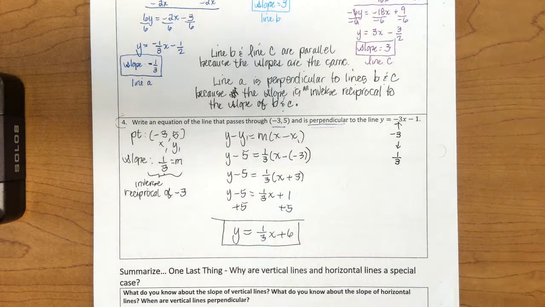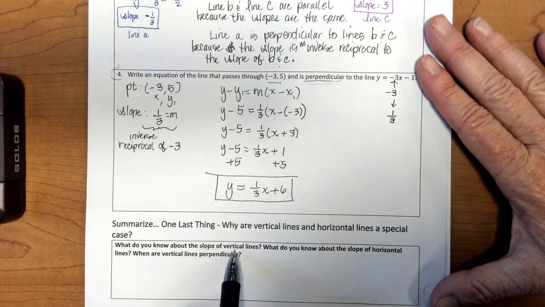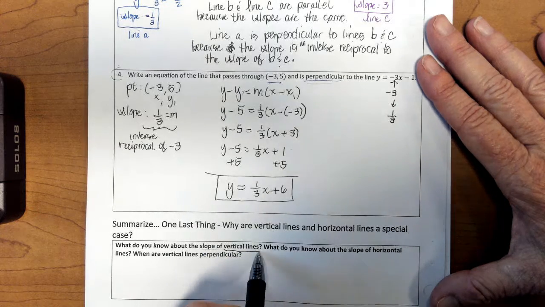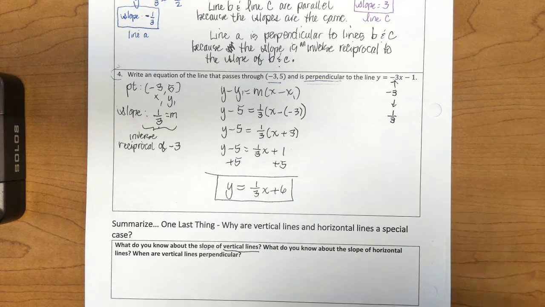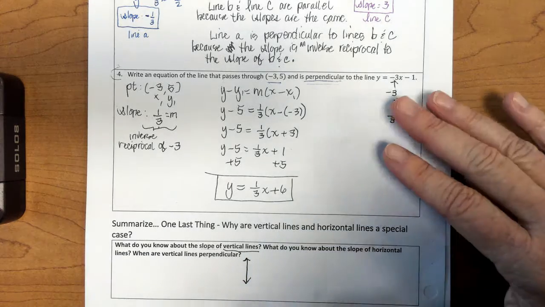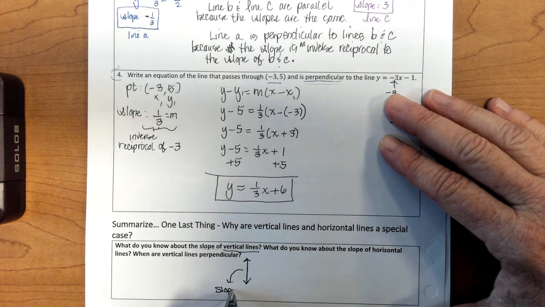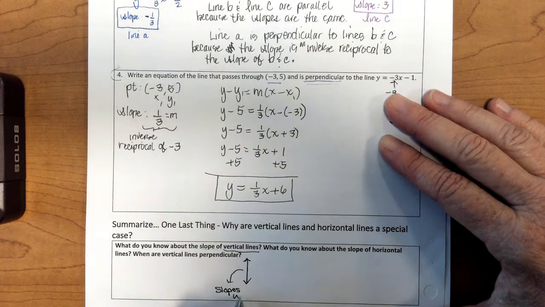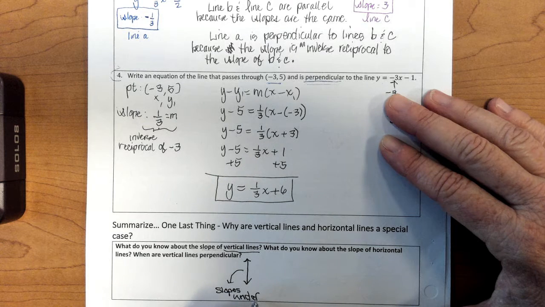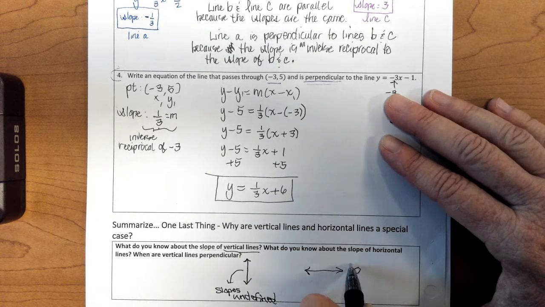The very last thing that you should do for this lesson is make sure that you know what about the slopes of vertical lines? Vertical. So now I'm all of a sudden asking you to think about vertical and horizontal lines. So I'm just going to draw a picture here. We know that that's a vertical line. What do we know about their slopes? We know slopes are undefined, right? They're undefined. What do I know about horizontal lines? They have slopes of 0.